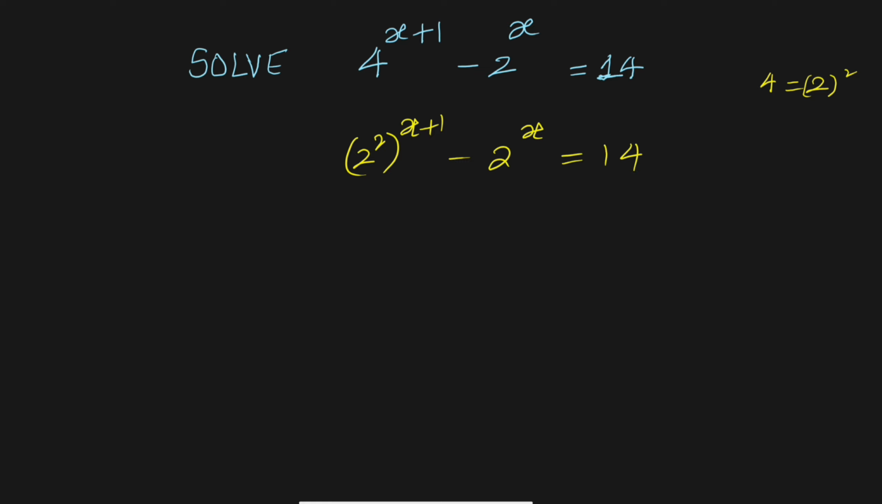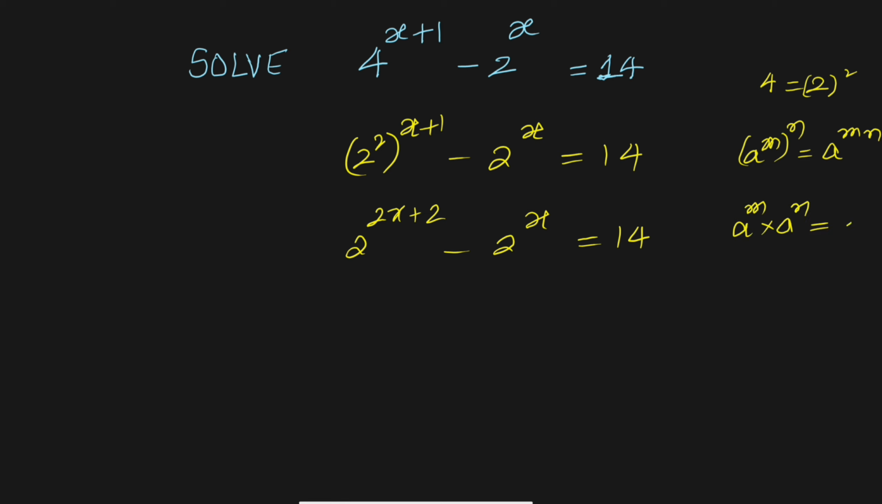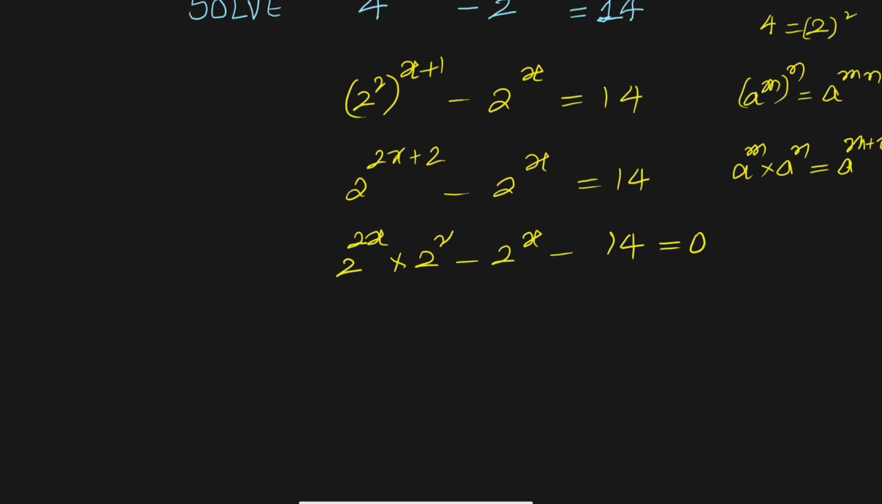Now we have a formula that (a to the power m) whole to the power n equals a to the power mn. So we can write down 2 to the power 2x plus 2 minus 2 to the power x equals 14. Now we have another law which says a to the power m into a to the power n is a to the power m plus n. So we can write 2 to the power 2x plus 2 as 2 to the power 2x into 2 square, minus 2 to the power x minus 14 equals 0.